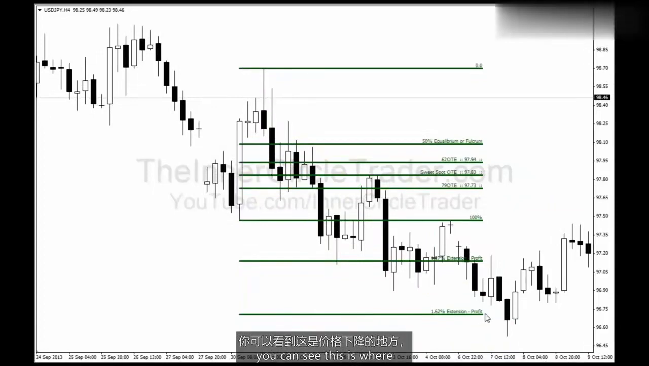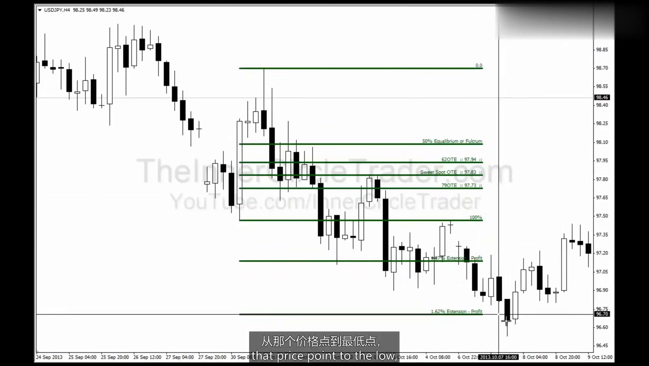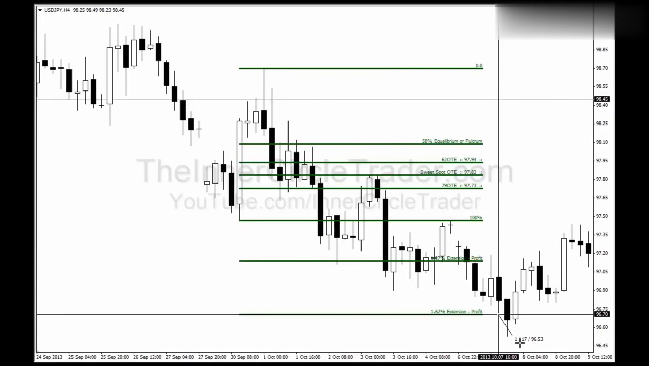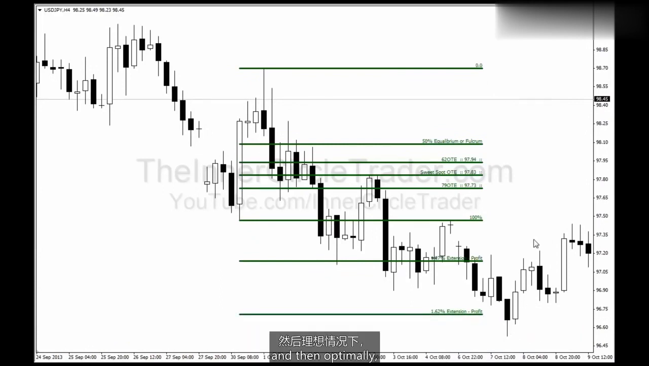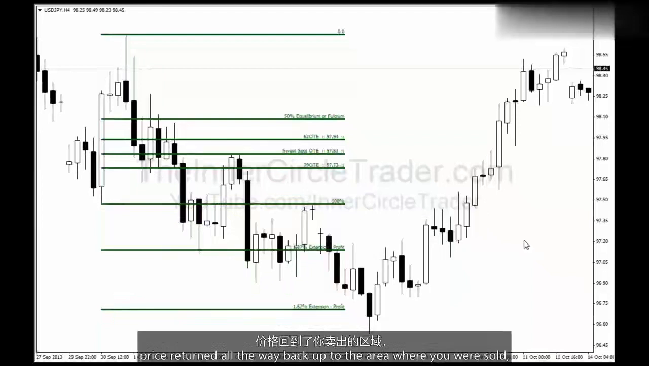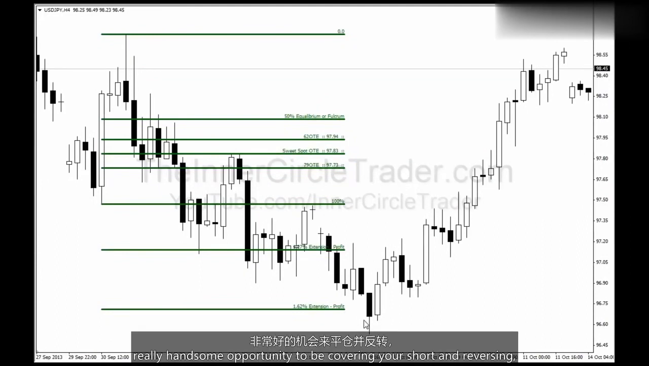You can see this is where the price moved. It went down, let's see, from that price point to the low. It only moved 17 pips beyond what the 162 extension is. And then ultimately, price returned all the way back up to the area where you would have sold. So you can see if you were looking for a 200% extension down here, you would have given up a really, really handsome opportunity to be covering your short and reversing.